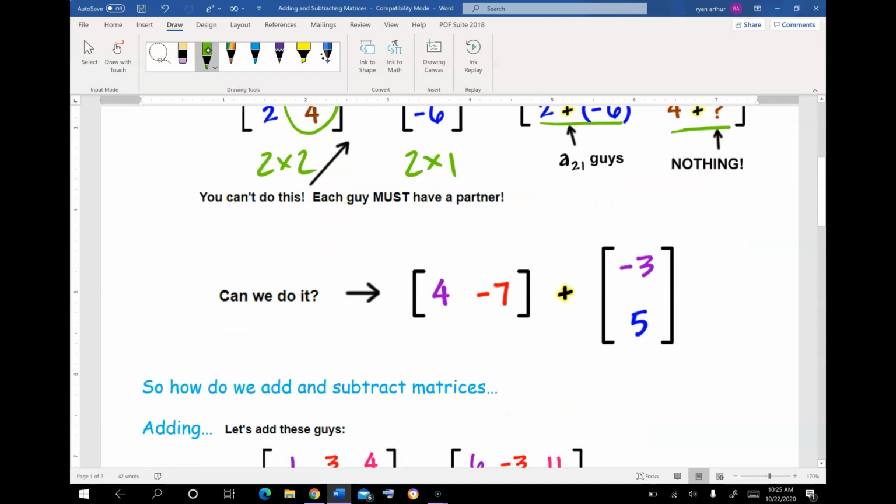So can we do this next one? Well, this next one's a 1 by 2, and this one is a 2 by 1. So can we do this one? No. This is a no.